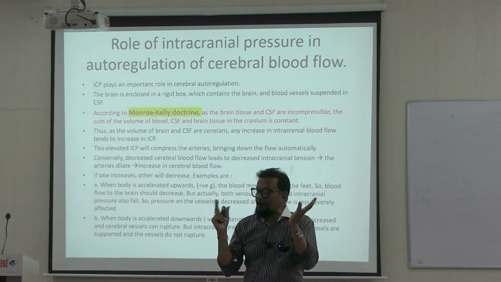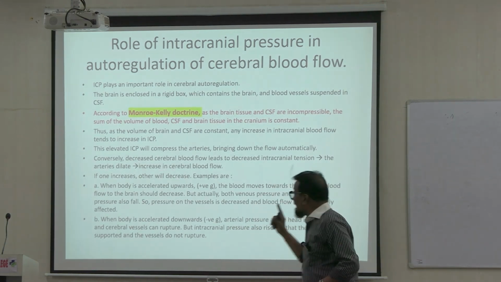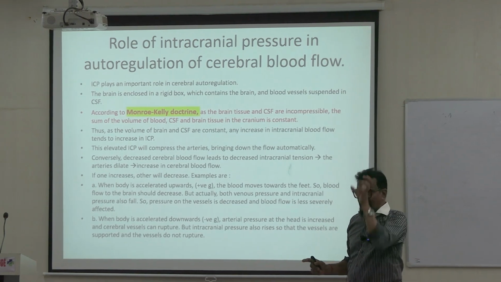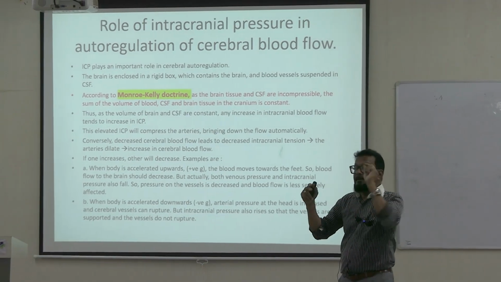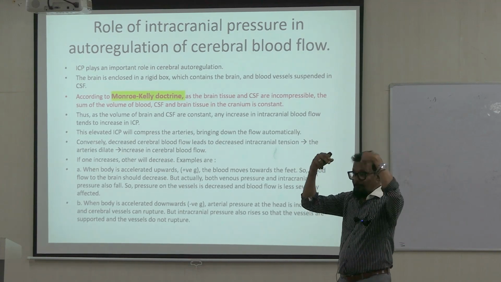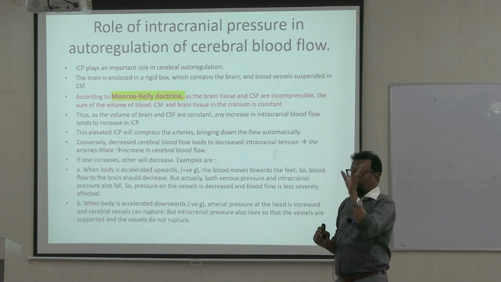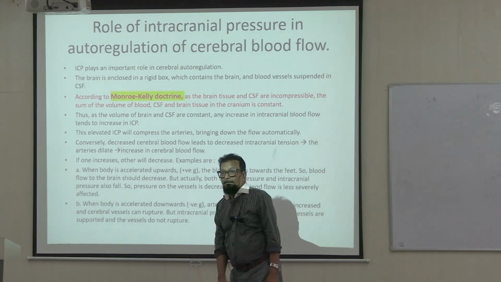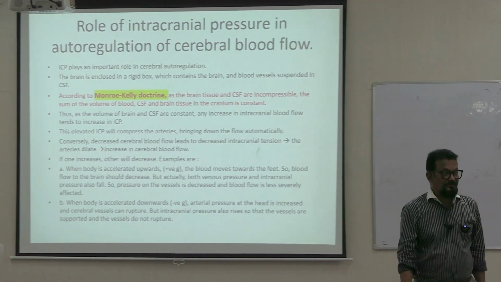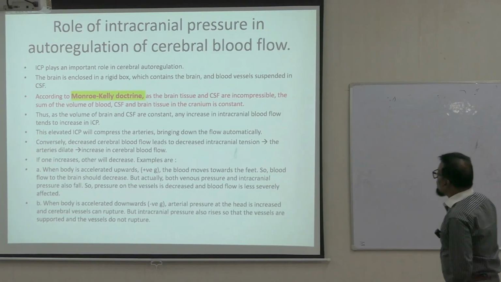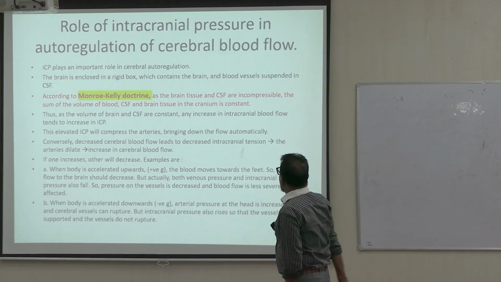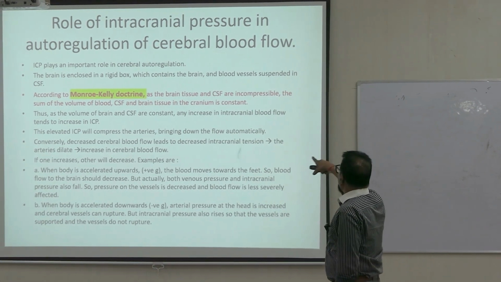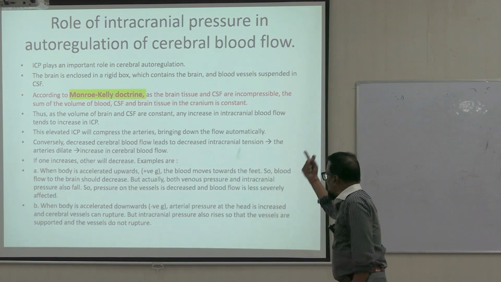But two of these things are not compressible, so I can maintain it only by altering the blood. Either more blood has to be supplied to the cranium or less blood. When pressure is increased, I will supply less blood. When pressure within the cranium is less, I will supply more blood by those reflexes. So that is the Monro-Kellie doctrine. Doctrine means hypothesis. As the volume of brain and CSF are constant, any increase in intracranial blood flow tends to increase ICP. I told you this already.